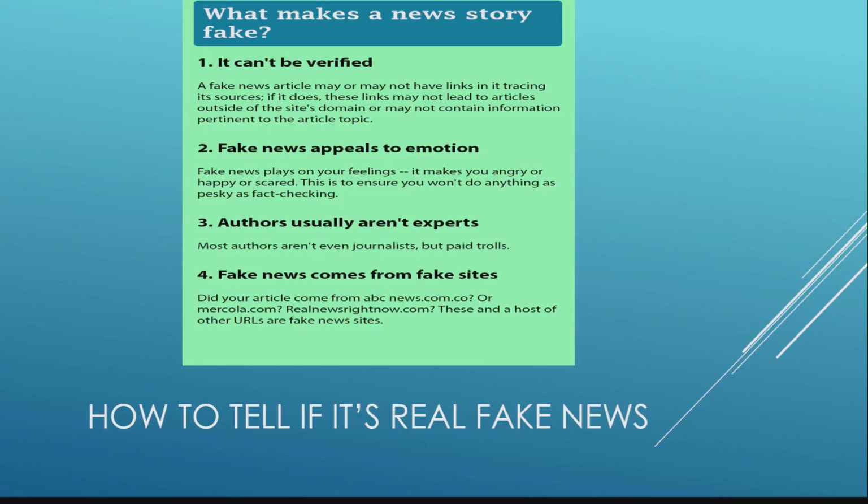So, how to tell the real from the fake. You can't always verify it on some other site; then maybe it isn't real if it just appears in one place. Sometimes it appeals to emotions. Authors usually aren't experts if it's a fake news story. And fake news comes from fake sites, so you can see that as well. But the 6 concepts that anchor the frames are: authority is constructed and contextual, information creation as a process, information has value, research as inquiry, scholarship as conversation, and searching as strategic exploration.